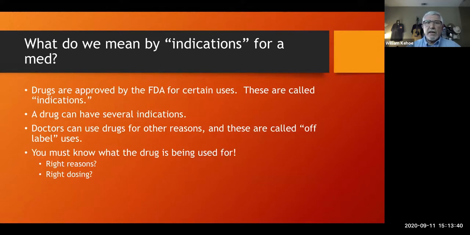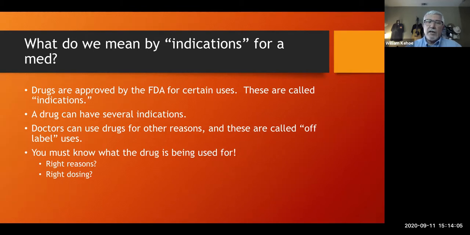Now let's say that they decide to test it for another indication. Maybe, well, for instance, clonidine was one that was introduced for blood pressure, and we later found that it helped children with ADHD. And so clonidine actually was tested and found to be effective for ADHD. So that's another approved indication.